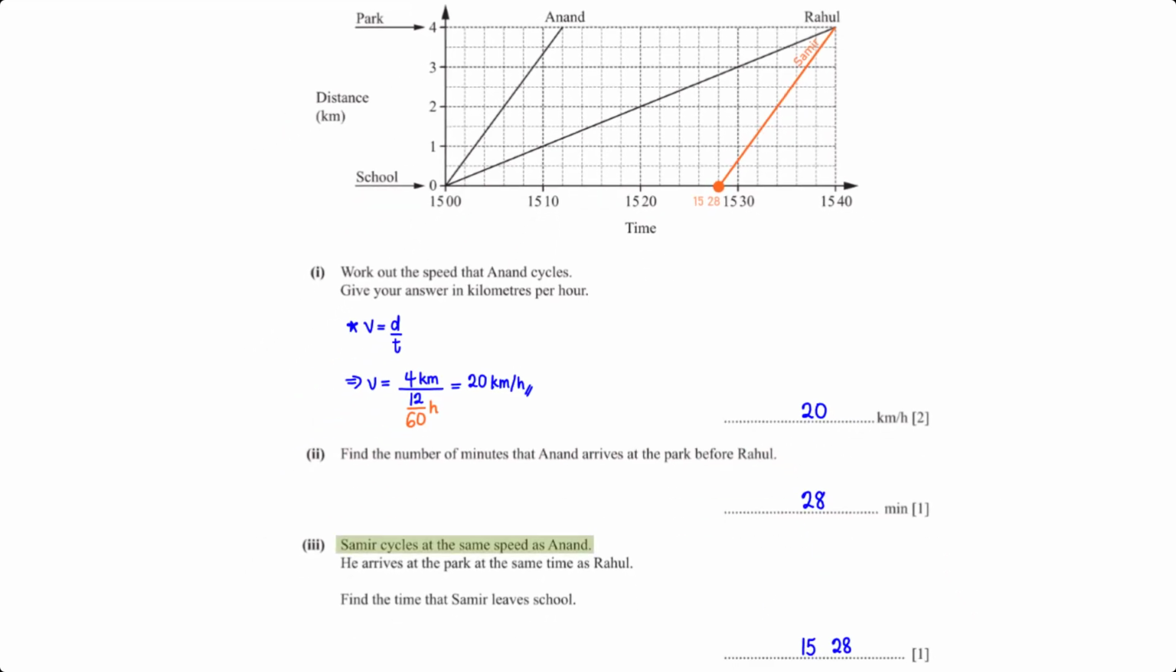Samir cycles at the same speed as Anand. He arrives at the park at the same time as Rahul. Find the time that Samir leaves school. We are told that Samir arrives at the park the same time as Rahul. If Samir cycles at the same speed as Anand, then it means it also takes Samir 12 minutes to cycle to the park. 12 minutes covers 6 horizontal line segments, so Samir leaves school at 15:28.